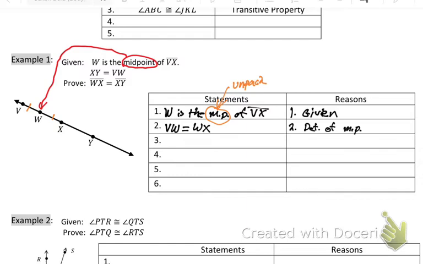I also have another given, XY equals VW. We'll hold on to that for a second, put it in our pocket. Well, maybe I'll mark it on here. So we have XY is congruent to VW. Actually, I don't need that one because we have XY is congruent to VW.